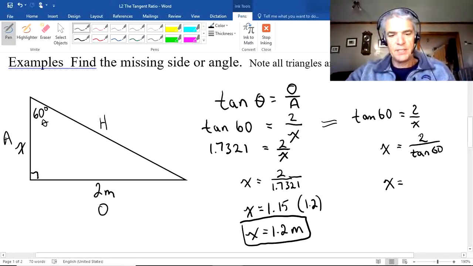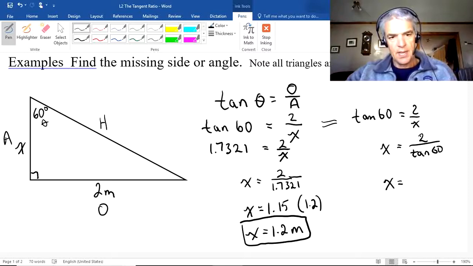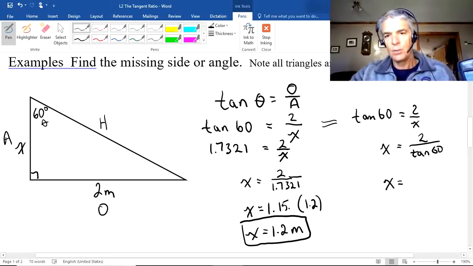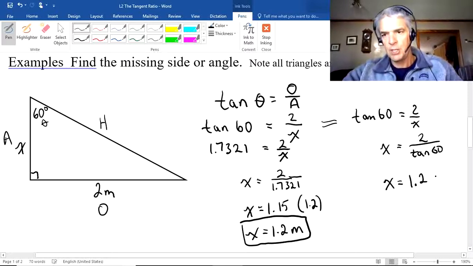And I'm going to simply go like this. I'm going to clear my calculator. I'm going to put in 2 divided by, and then I hit tan 60, and I say equals. And guess what? My calculator gives me an answer, and it's the exact same answer as over here that was calculated before. It's 1.154, which really works out, and I round it off right away, 1.2 meters, and I'm all done.